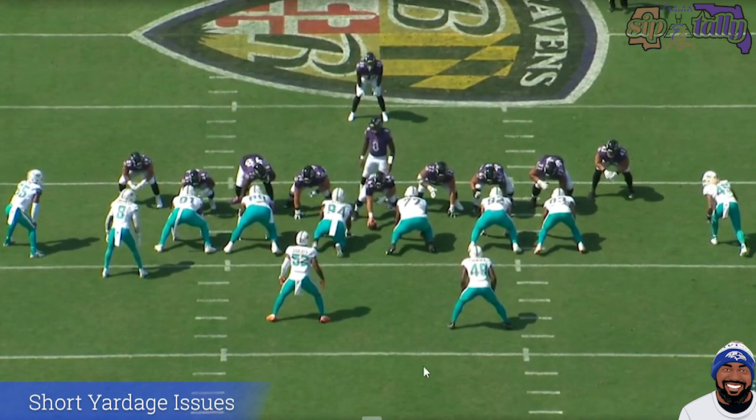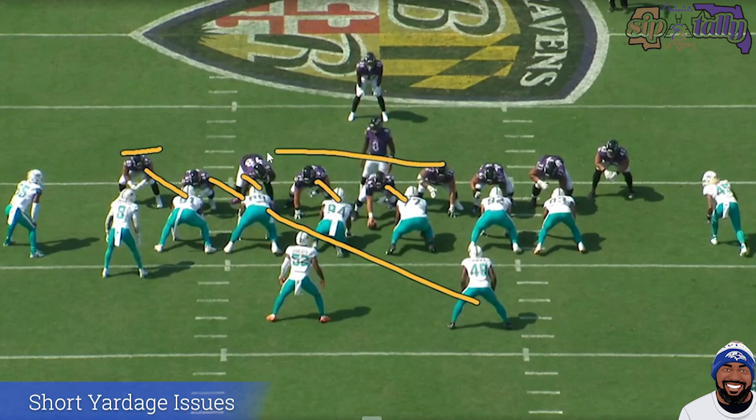Let me explain what should happen. Should be a down block there, a down block there. Should be a double there to the backside backer. Should be a down block there. Ricard should kick out whoever shows up off Mark's butt. Then Powers should wrap to 52 or Holland, whichever one shows up in that hole. That's what should happen.